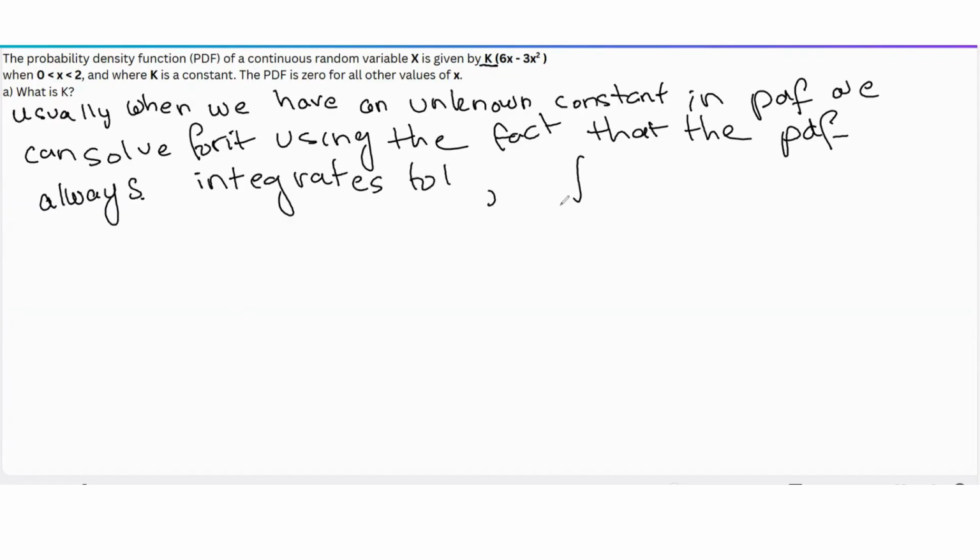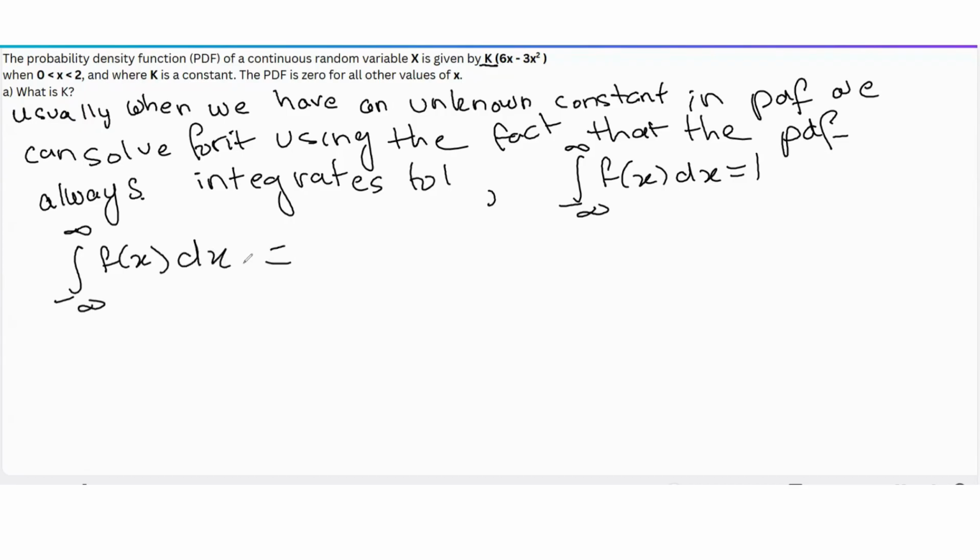What we're saying is when we integrate from minus infinity to infinity our PDF of x, we get 1. So basically I want to integrate from minus infinity to infinity f of x dx. In this case, this simply reduces to the integral from 0 to 2 of k(6x minus 3x squared) dx equal to 1. The integral, instead of going from minus infinity to infinity, reduces to 0 to 2 because the PDF is only non-zero from 0 to 2.